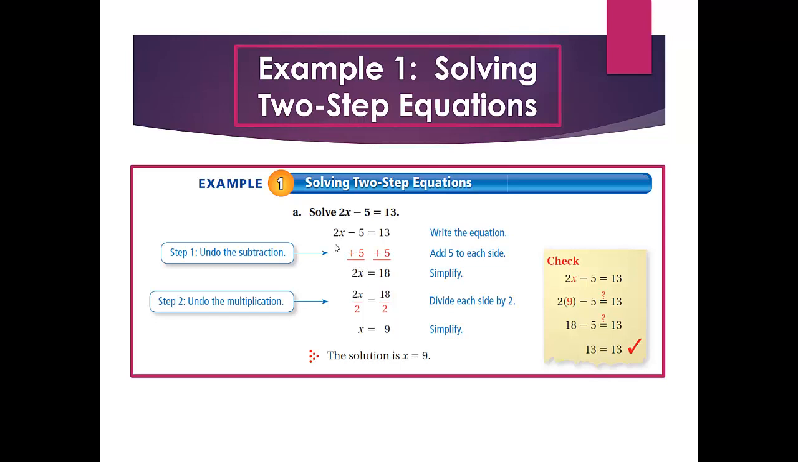When we do this, on the left-hand side, we're just going to have 2x. And on the right-hand side, we have 13 plus 5, and that is 18. Our next step is to undo the multiplication. In the problem, we're doing 2 times x. So in order to undo the multiplication, we're going to divide to solve. So we're going to divide each side by 2. 2x divided by 2 is x, and 18 divided by 2 is 9. So our solution is x equals 9.